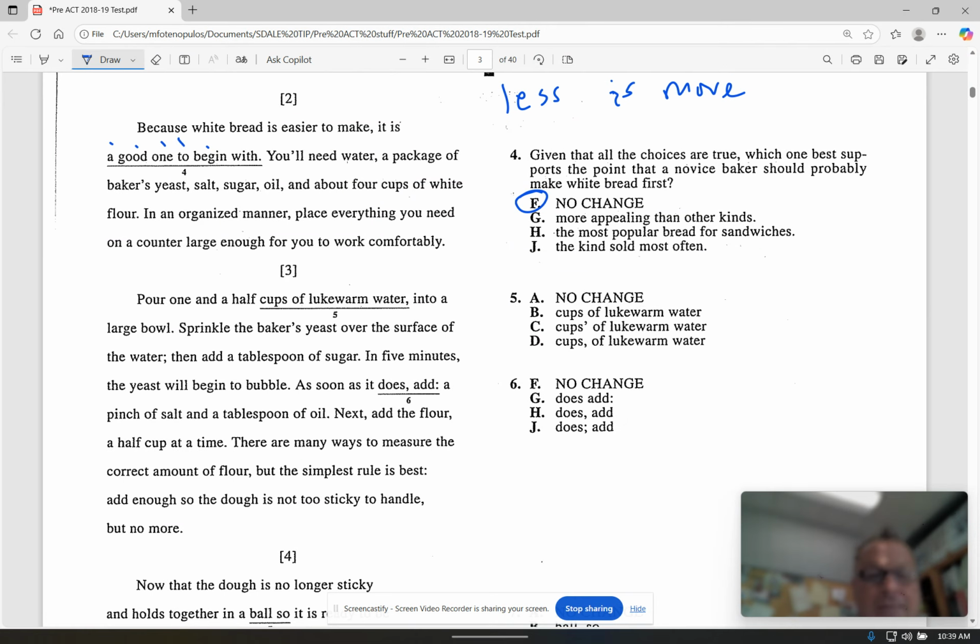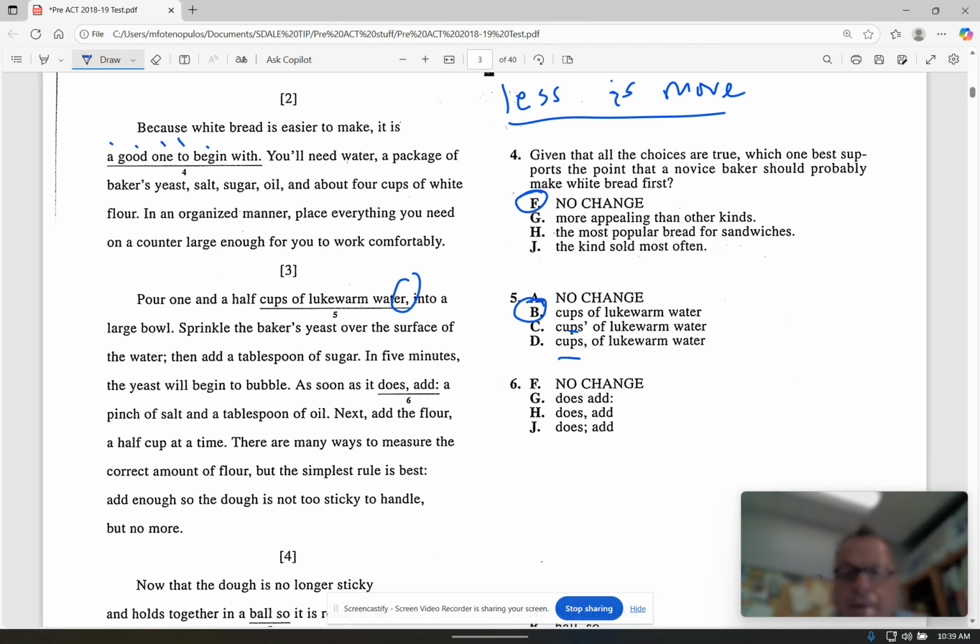Pour 1.5 cups of lukewarm water into a large bowl. Again, here comes my less is more moment. I don't need that comma. Which one of these deals with something? Oh yeah, there it is. And then they're also getting into, they're trying to see if you understand cups, ownership, apostrophe, and all that kind of stuff. But it's really getting into a comma question.